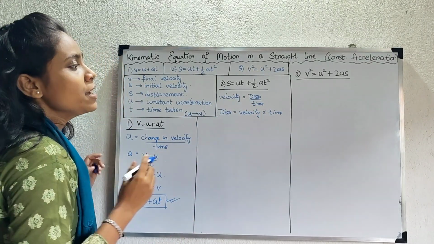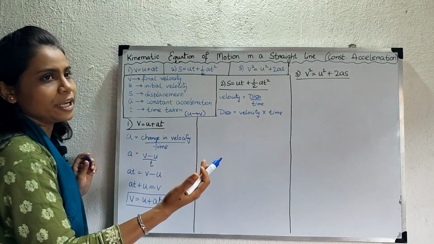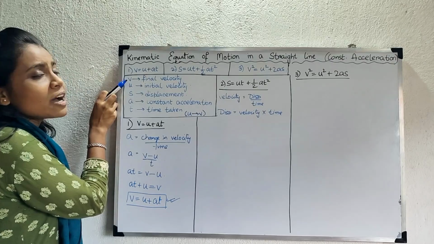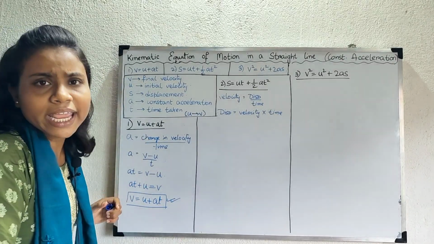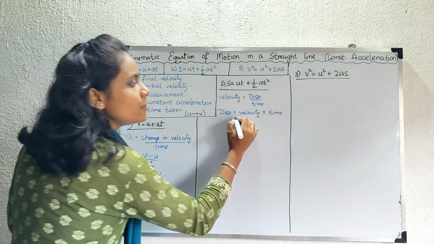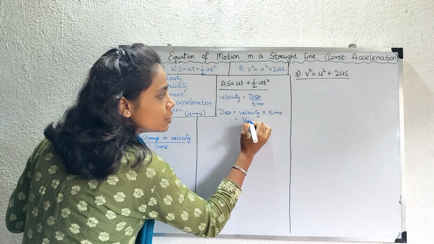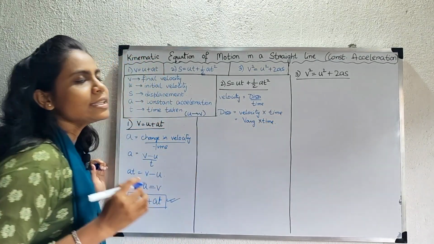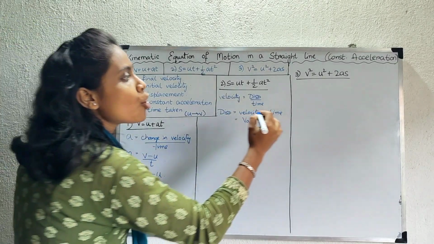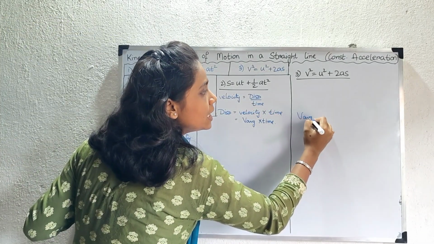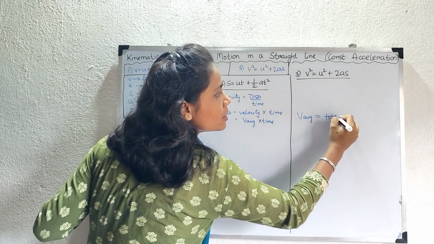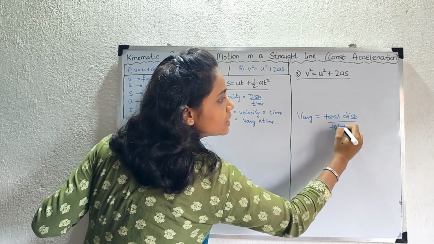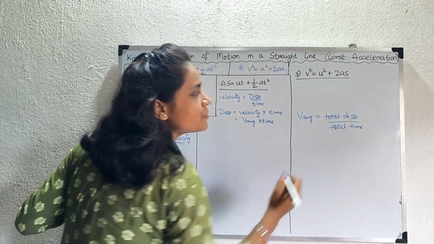Now here velocity is different, because in the starting the velocity was u, but finally it becomes v. So which value will we take? In this case we will take average velocity. Another thing is that you know the formula for average velocity is total displacement divided by the total time. This is the formula for average velocity.